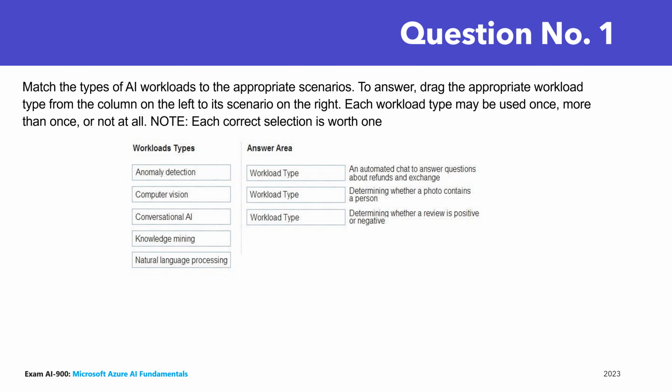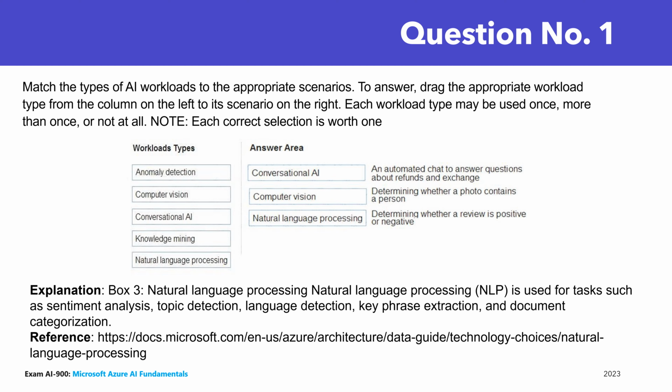Match the types of AI workloads to the appropriate scenarios. To answer, drag the appropriate workload type from the column on the left to its scenario on the right. Each workload type may be used once, more than once, or not at all. 1. Conversational AI workload type used for an automated chat to answer questions about refunds and exchange. 2. Computer vision workload type used for determining whether a photo contains a person. 3. Natural language processing workload type used for determining whether a review is positive or negative.